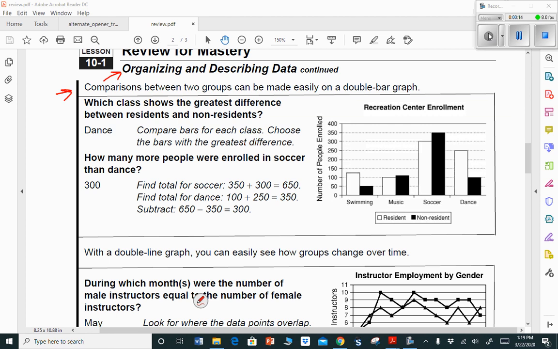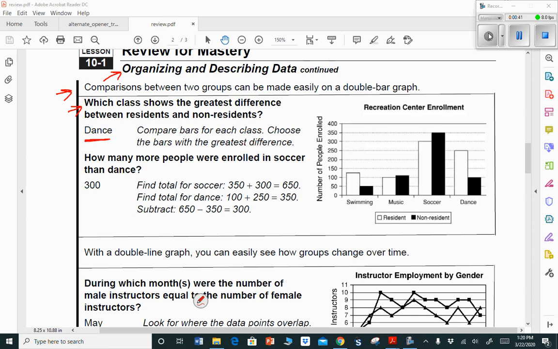It says comparisons between two groups can be made easily on a double bar graph. The question is, which class shows the greatest difference between residents and non-residents? Dance. Compare bars for each class. Choose the bars with the greatest difference.